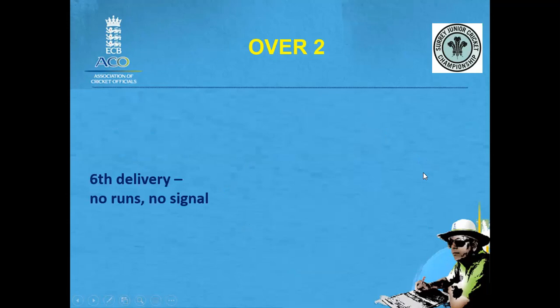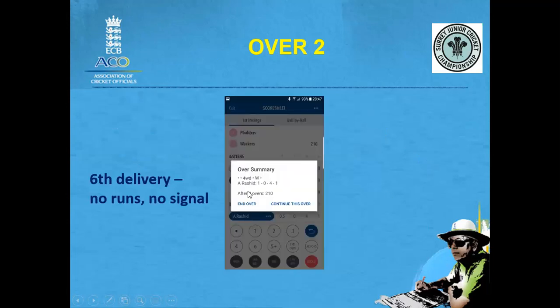Sixth delivery, no runs, no signal. So we get to the end of the over. And again, we get our summary. Sorry, if we're in a pairs game, we get to the end of our over. In an open game, we have to have 6 legal deliveries.